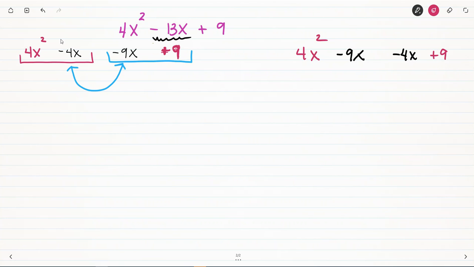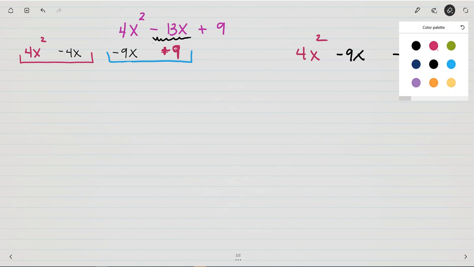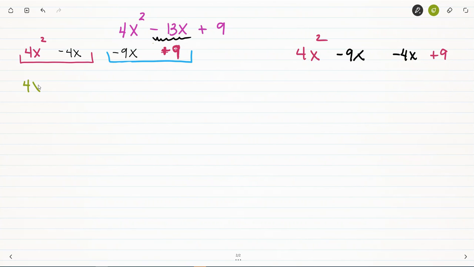So if I swapped the order there of the negative 4x and the negative 9x, I want to show that we could have still done this process. It doesn't rely on guessing that correctly. When I take the 4x squared minus 4x, I'm looking for a greatest common factor. I'm going to take a 4x.